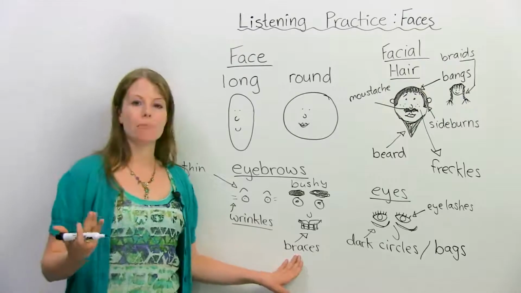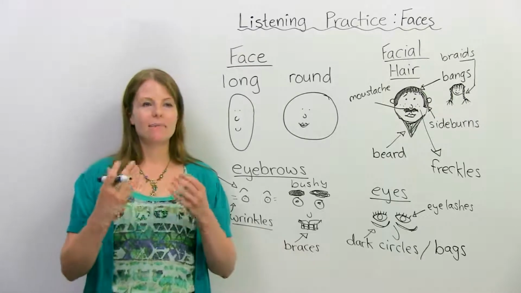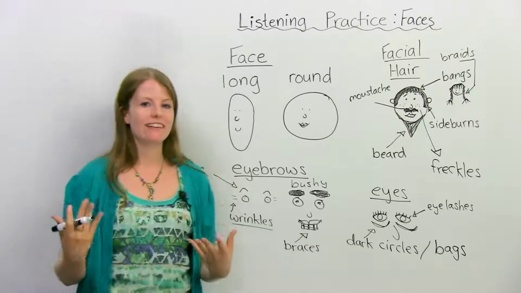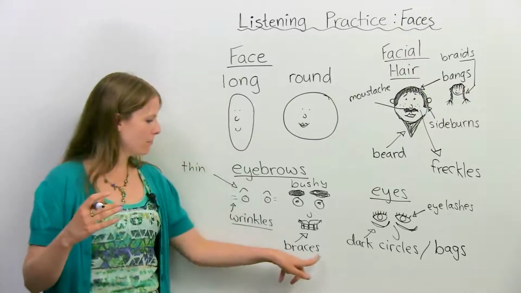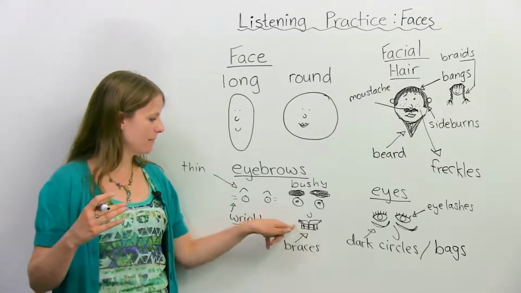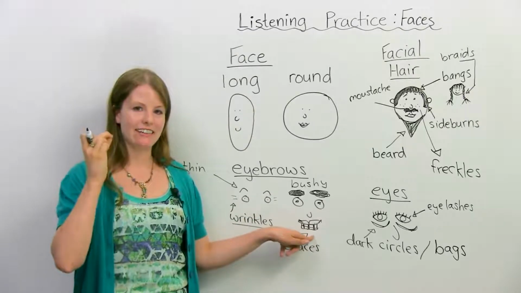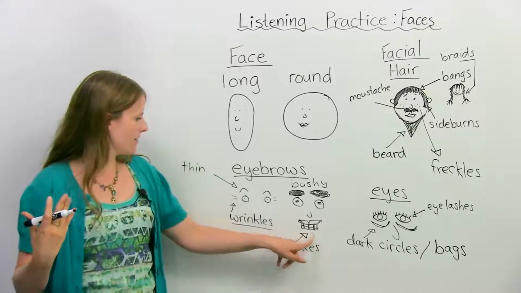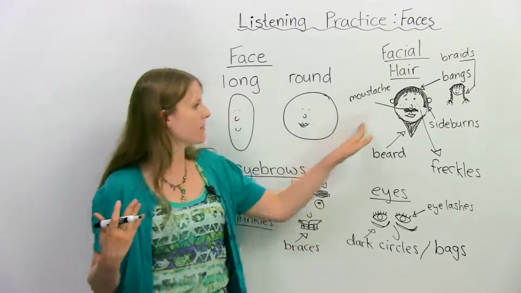You might also hear the word braces. So braces are something that helps your teeth to become straight. So during the listening, one of the people I'm going to be describing may have braces. So this is the teeth, and it's just a piece of wire that goes across the teeth to help keep the teeth straight. Okay, so anything else in this picture? No? Let's move on to this picture.